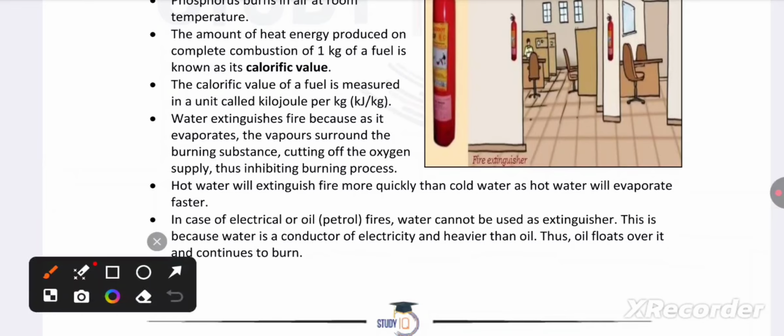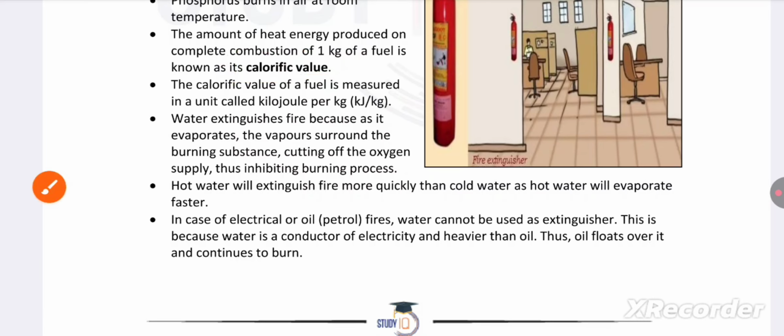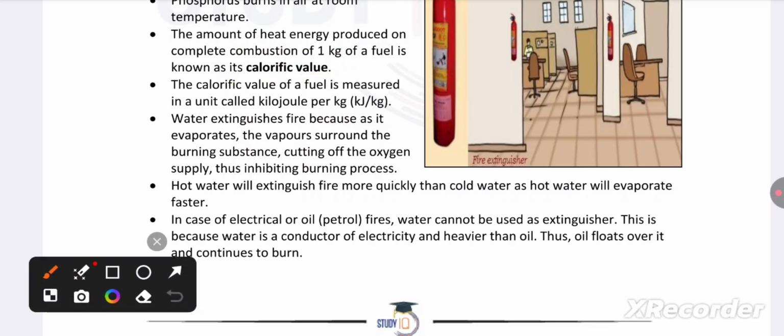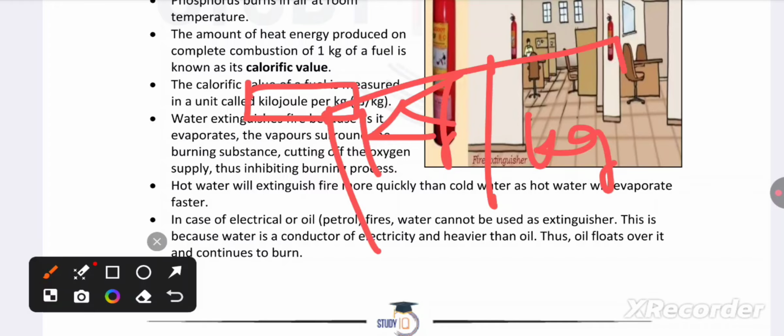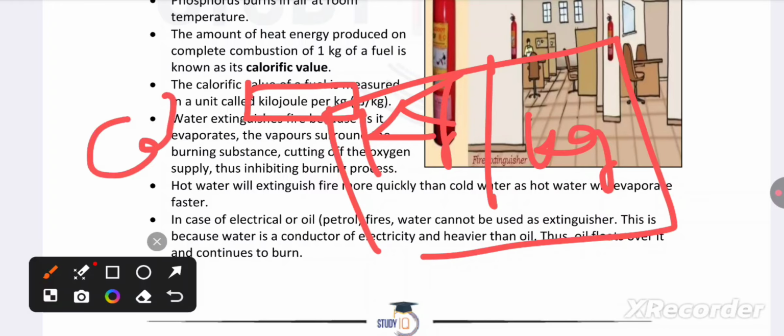The amount of heat produced on the complete combustion of 1 kg of fuel is called calorific value. Calorific value of a fuel is measured by the unit kilojoule per kg. Kilojoule per kg. Calorific value.